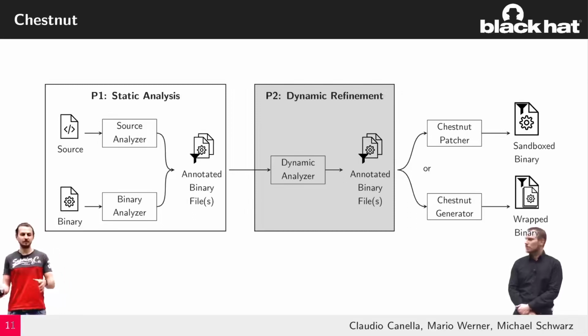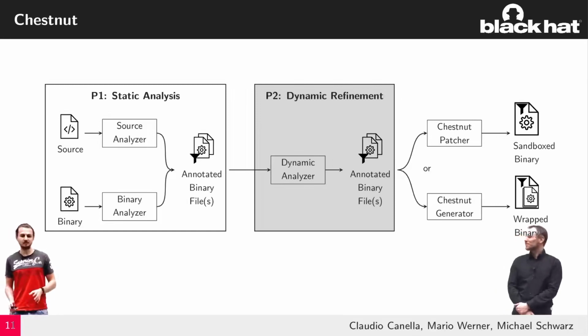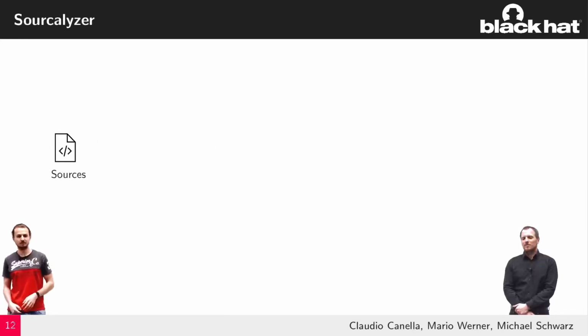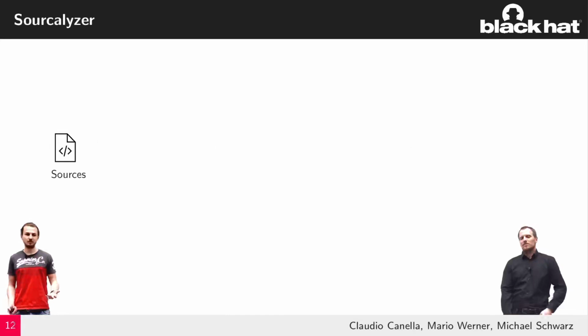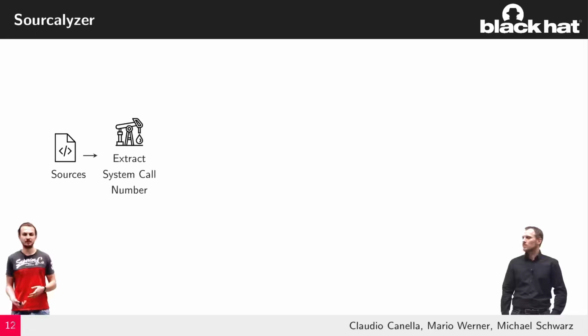But that's a lot of information for just this one slide. So maybe let's take a closer look at all of these components individually. Let's start with the first part, Sourcealyzer. As I said, we have these source files, like for instance, your copying files code. We simply pass it through our extended compiler. We extract the system call number there.